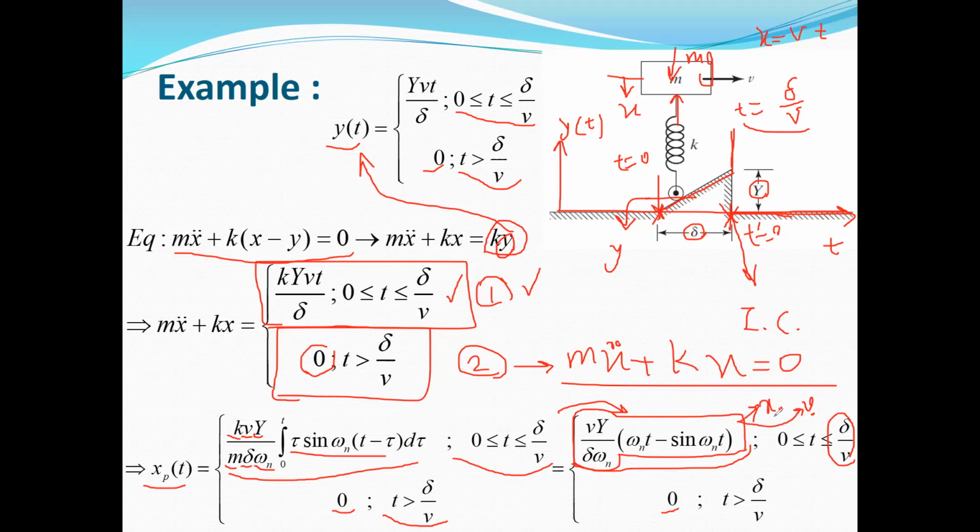So this x naught and v naught are the initial conditions for this period of time when t is more than delta divided by v. And now we can solve this homogeneous equation, and use this x naught and v naught to obtain the homogeneous response for the time after t is more than delta divided by v. Okay, any question? Is it clear?